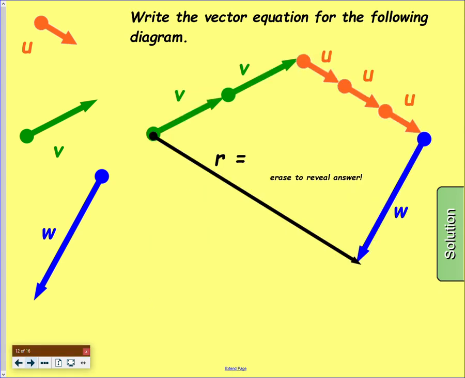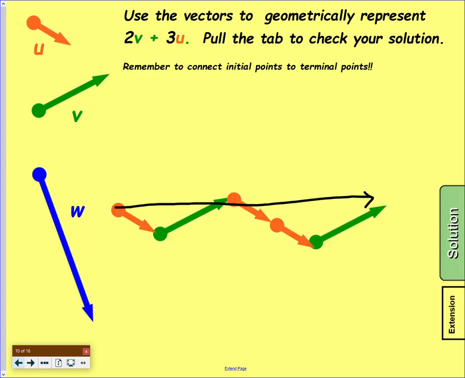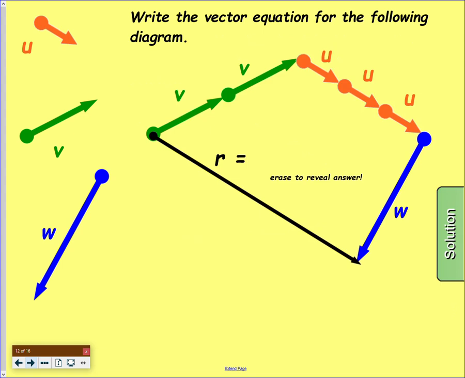Cool. All right. So now what I want you to do is write me the vector equation that gives me this resultant right here. Okay, do this in your binder. For example, by vector equation, here we had negative 4u plus w. Here we had 2v plus 3u. So what's that going to be? Jot your answer down.